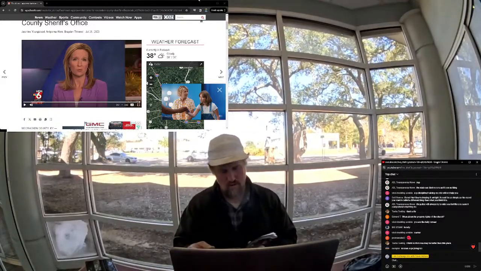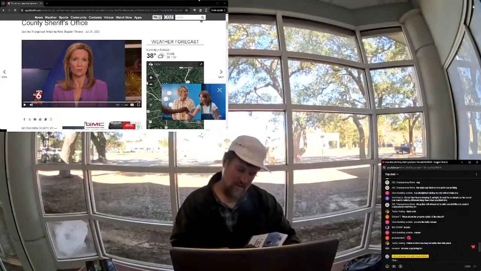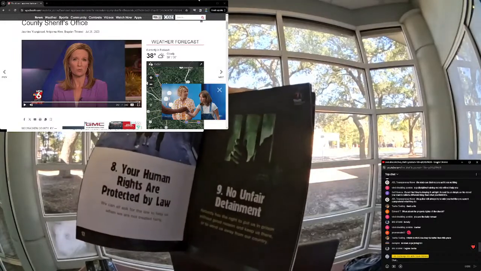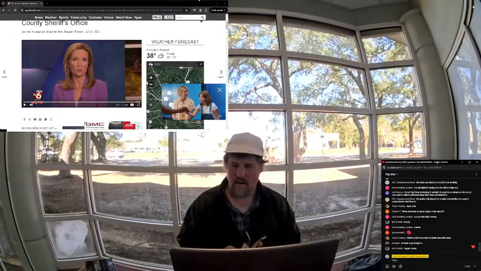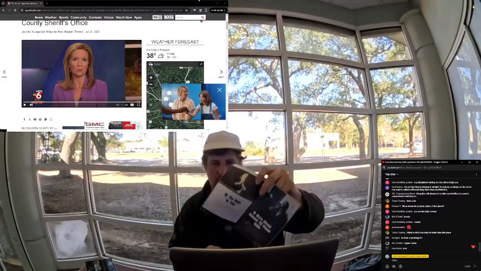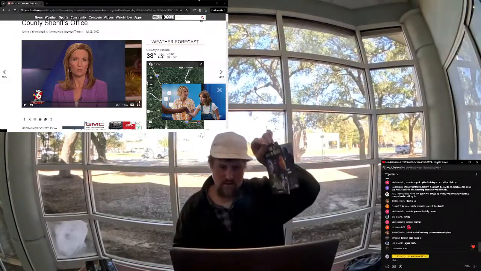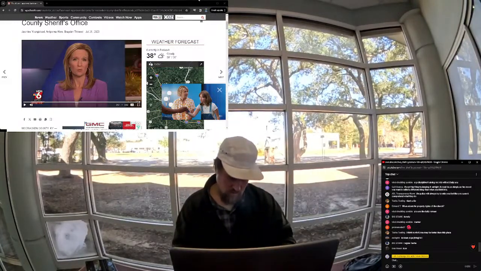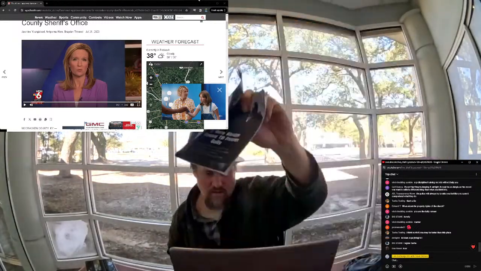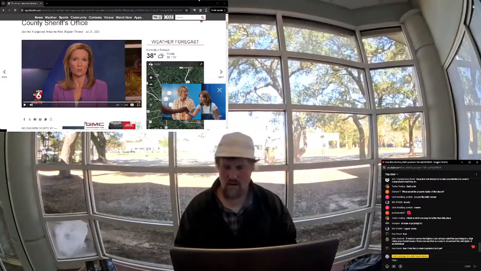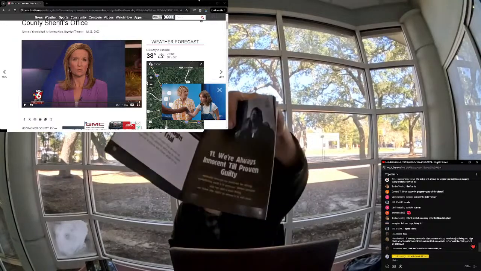Your human rights are protected by law. No unfair detainment, like what I experienced. Very unfair detainment. The right to trial. Okay, look at that, how simple this little form is. Youth for Human Rights. So it's about the youth learning in a very simple way. We're always innocent until proven guilty.